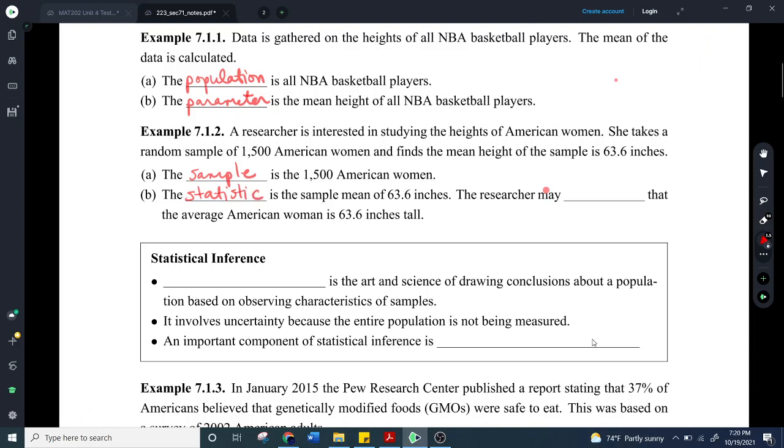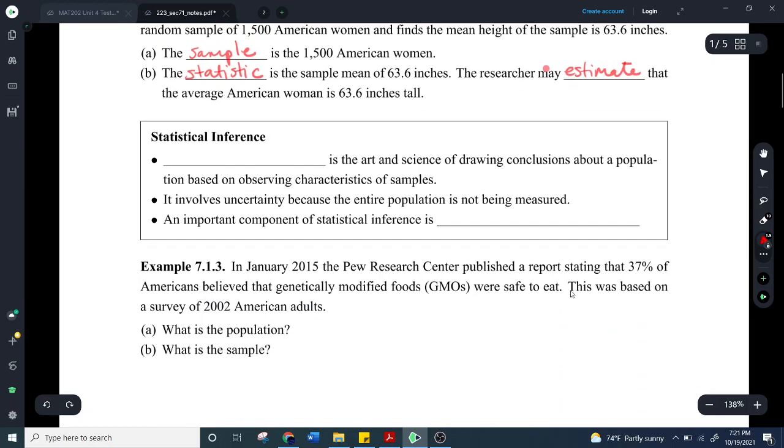The researcher may estimate that the population proportion for all American women is 63.6 inches tall. So she's going to use her sample statistic to make an estimate about the population. So statistical inference is what we're using for the rest of the course here. Statistical inference is a big topic in research.